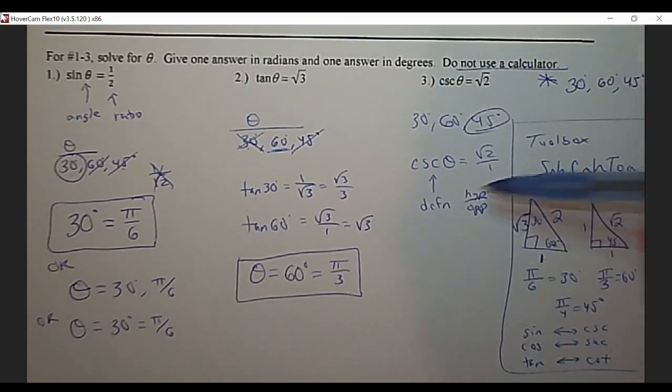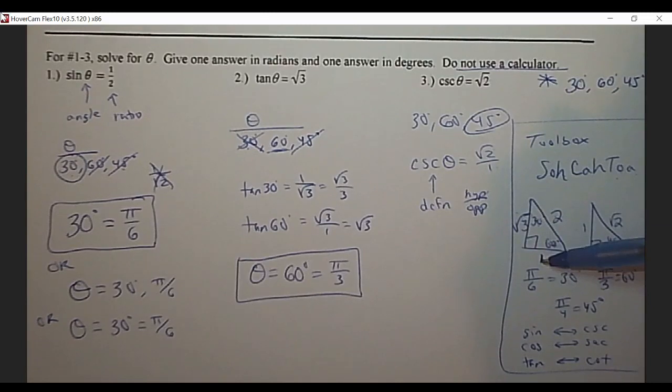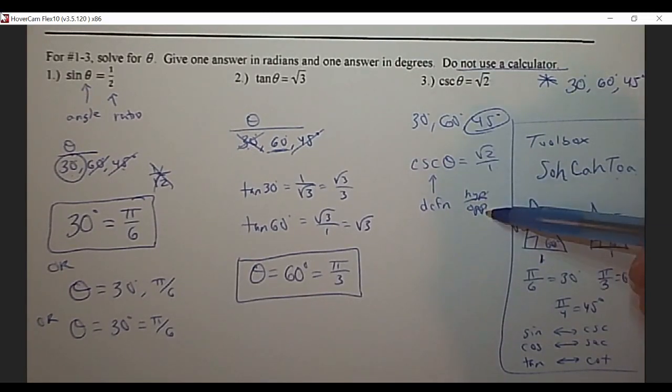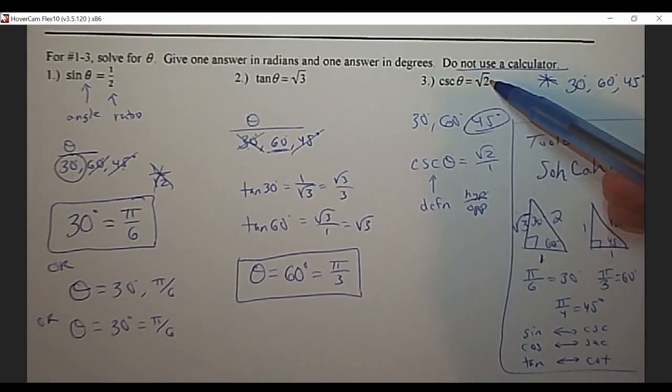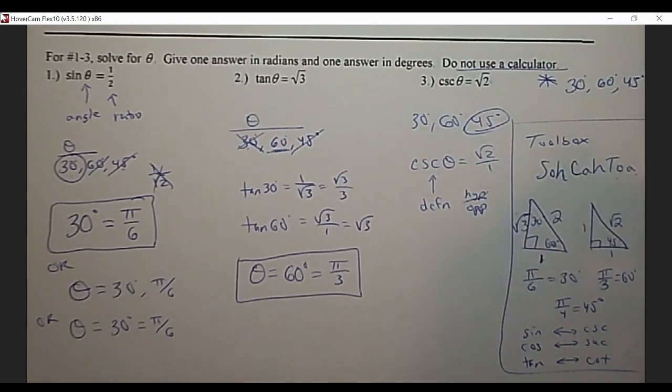And if you want to check the other ones, check for 30. Hypotenuse over opposite for 30 would be 2 over 1. It's missing the radical. And hypotenuse over opposite for 60 would be 2 over radical 3. That's not a match. Okay, so 45 gets us our correct answer.